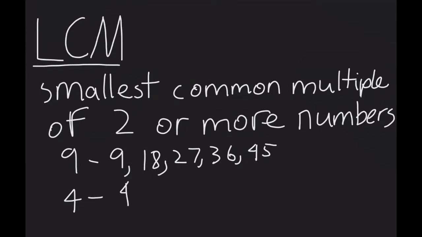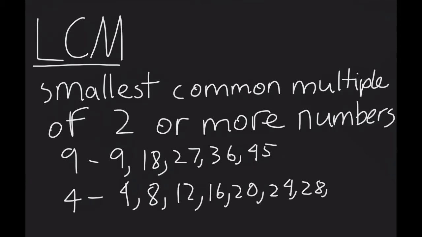And then for 4 we have 4, 8, 12, 16, 20, 24, 28, 32, and 36. So as you see, 36 is a multiple of both 4 and 9. And also it is the smallest common multiple of 9 and 4. It seems pretty easy, but this method will take a really long time with bigger numbers.